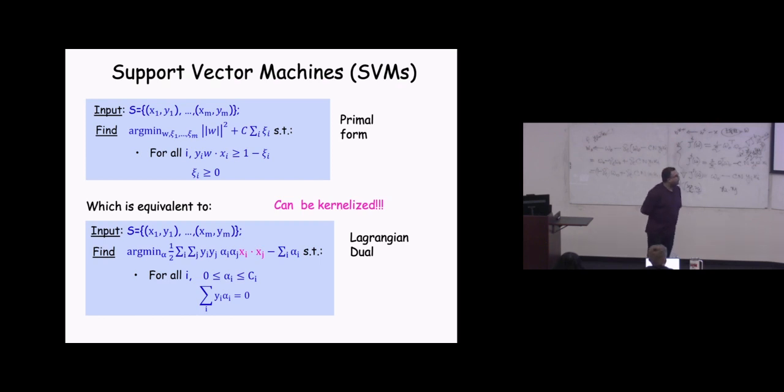Okay? So the goal of this course will be just to know that there is a Lagrangian dual form where you can take dot product between two different points and you can replace a kernel function there. But the actual derivation is not within the scope of this course. Okay?